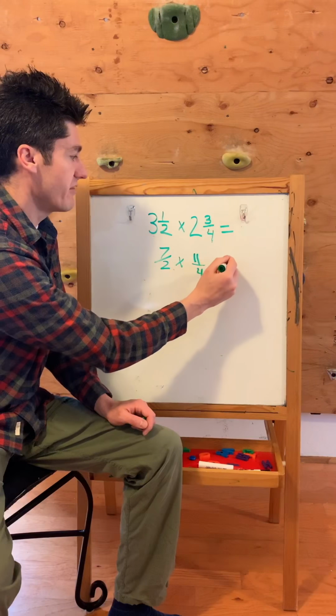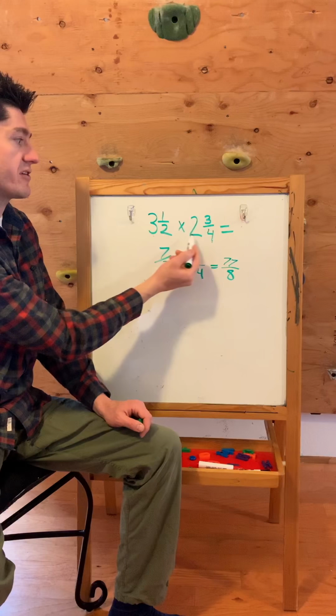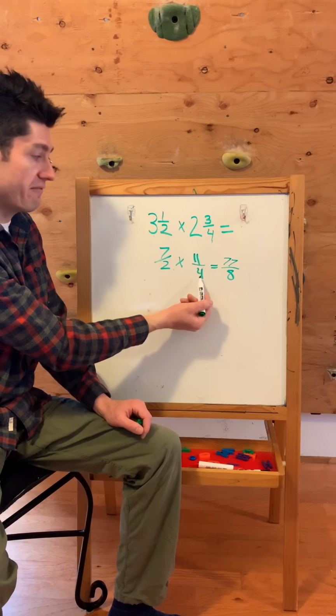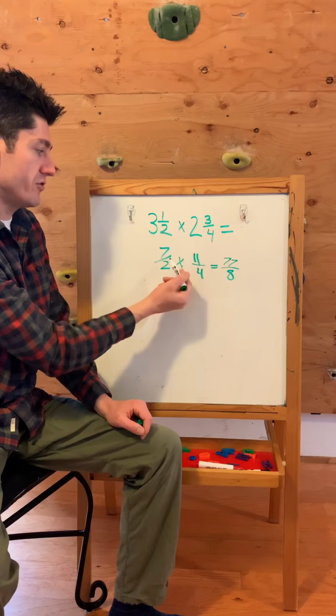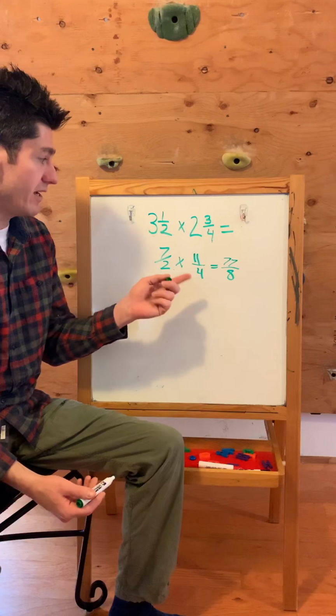7 times 11 is 77. 2 times 4 is 8. So 3 1/2 times 2 3/4, or rather 7/2 times 11/4, haven't changed the value, just made them improper fractions, is 77/8.